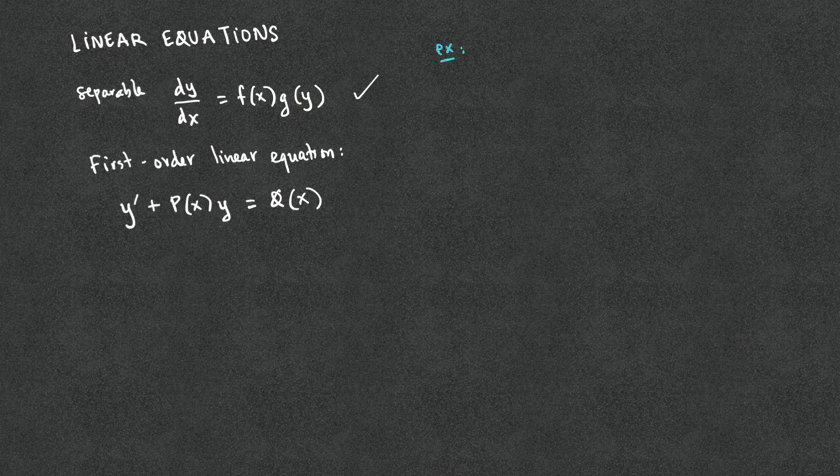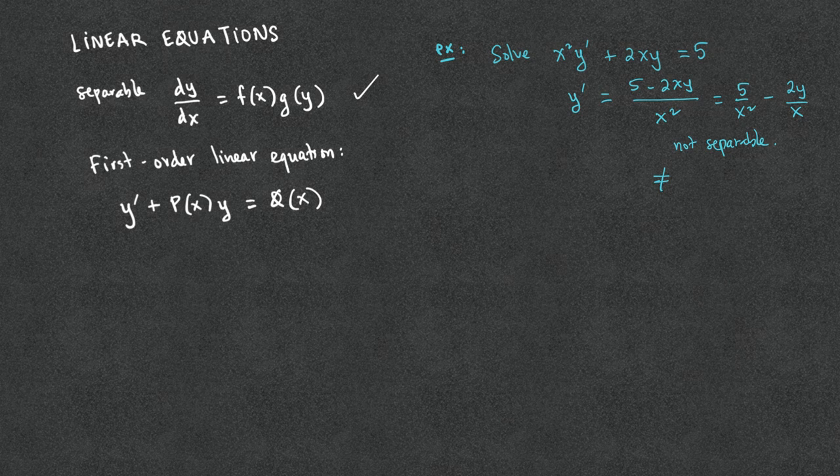For example, solve the differential equation x squared y prime plus 2xy equals 5. If we isolate y prime, we see that it is (5 minus 2xy) over x squared. We simplify this, but it is not separable because we can't express this as a product of a function of x and another function of y.